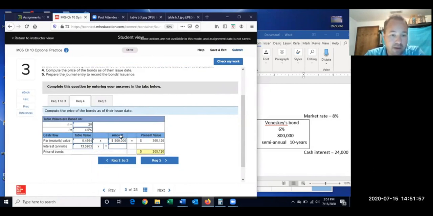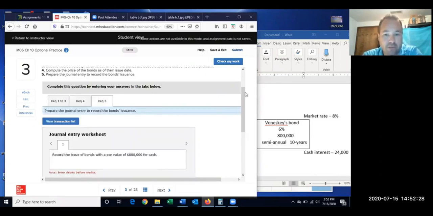13.5903 multiplied by my interest. How much am I paying every year? And remember, we put that over here, or not every year, but every 6 months, 24,000. This is now what my bond is selling for. So you want to jot this down because we're going to need this in just a second. 691,287. That is the present value of my bond.